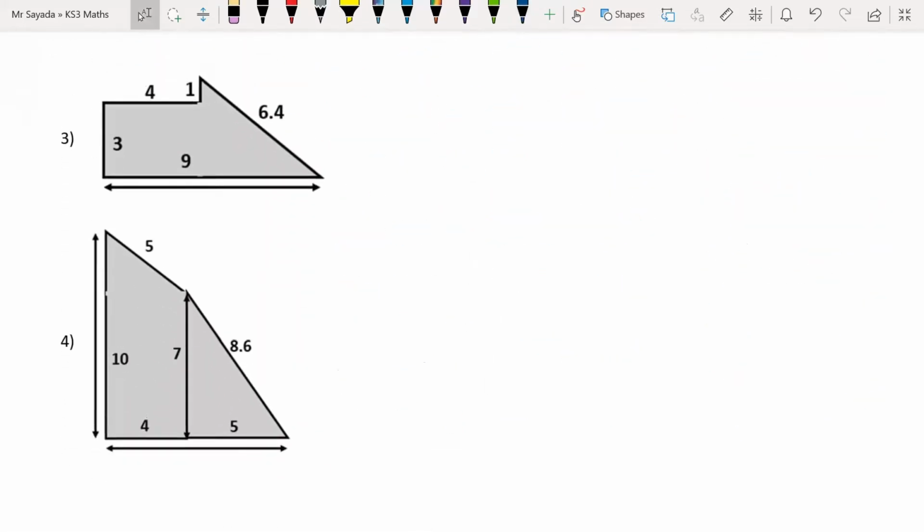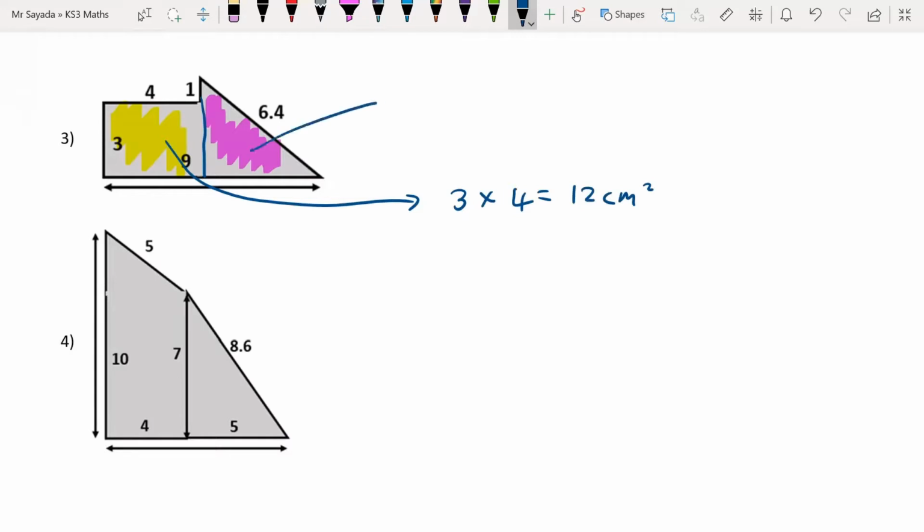Question 3, the first step is to split it into a rectangle and a triangle. I'm going to do my rectangle in yellow and my triangle in pink. So let's start with the rectangle. If we think about this rectangle, it's a 3 by 4. So the area is 3 times 4, which is 12 centimeters squared. The triangle, well, the base is going to be 9 minus 4, which is 5.